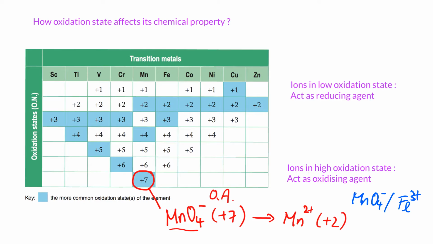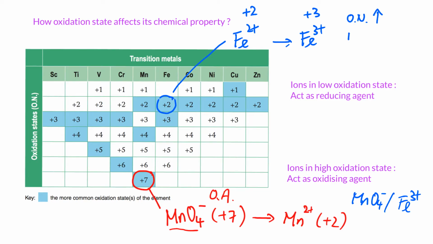While for the other one, if we have a low oxidation state, for example Fe2+, it can then go up and become Fe3+. So ions with low oxidation state have room to go up, so they can act as reducing agents. From +2 to +3, the oxidation number is increasing, so therefore it is an oxidation process. So Fe2+ can act as a reducing agent. So based on the oxidation state, this chemical can act as either an oxidizing agent or a reducing agent.